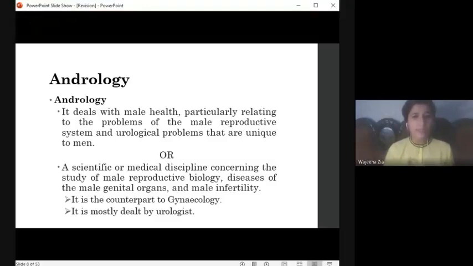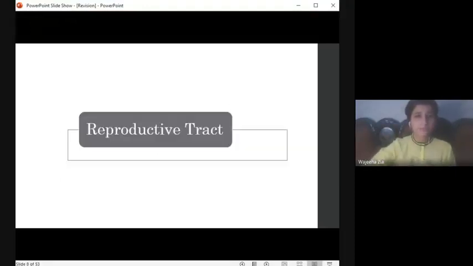And most of the time in our country, urologists deal as the counterpart of gynecology. So gynecology is all about the female reproductive functioning and the related diseases. And andrology is related to the male reproductive and urinary issues, and even the normal functioning. And it is dealt with by the urologist.